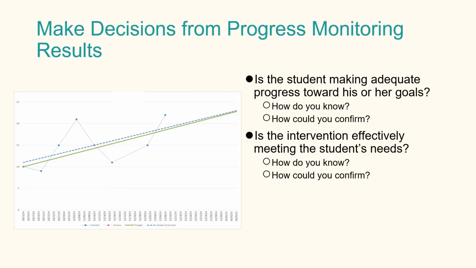Pause here and as a team, review this graph and answer these questions. Is the student making adequate progress toward his or her goal? How do you know, and how could you confirm? Is the intervention effectively meeting the student's needs? How do you know, and how could you confirm?